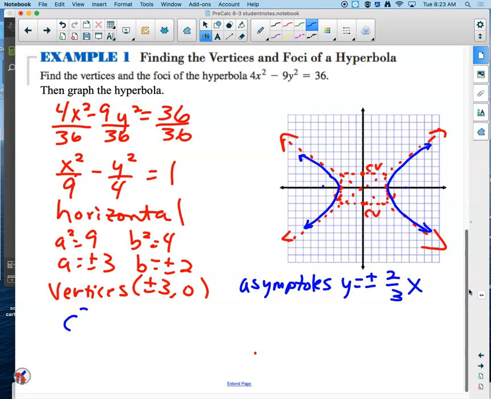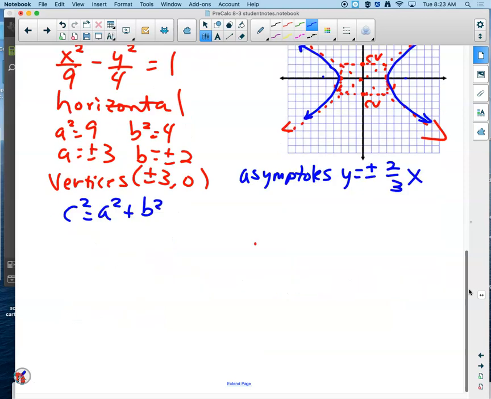But I also know that because hyperbolas have a minus in their formula, if something's missing, I have to use the plus. So c squared, and we have a squared and b squared right here. 9 plus 4. So c is plus or minus the square root of 13, which we can't simplify.